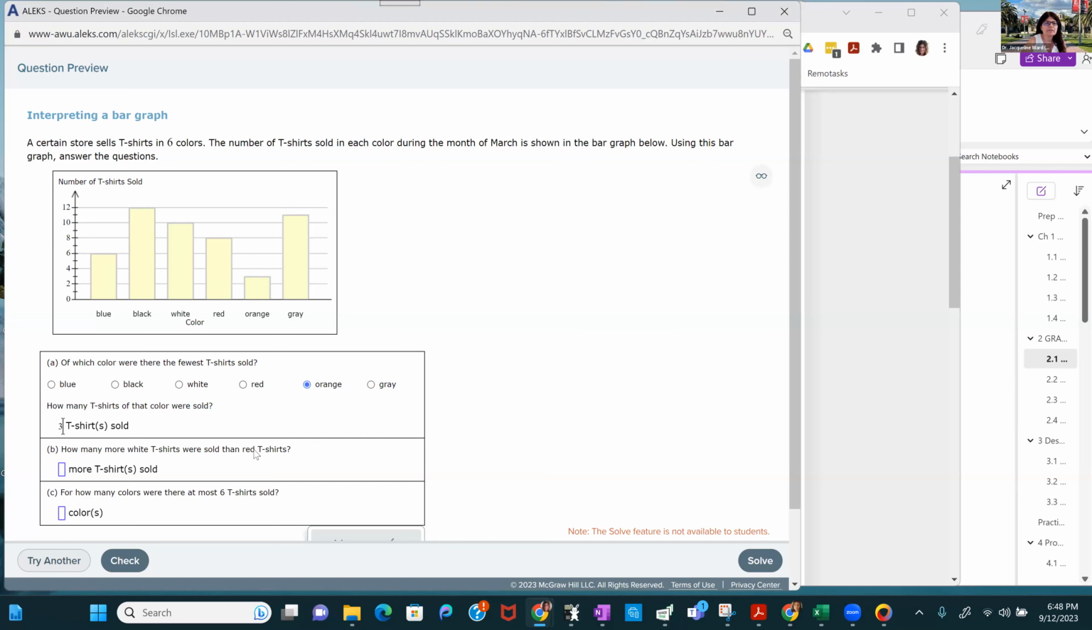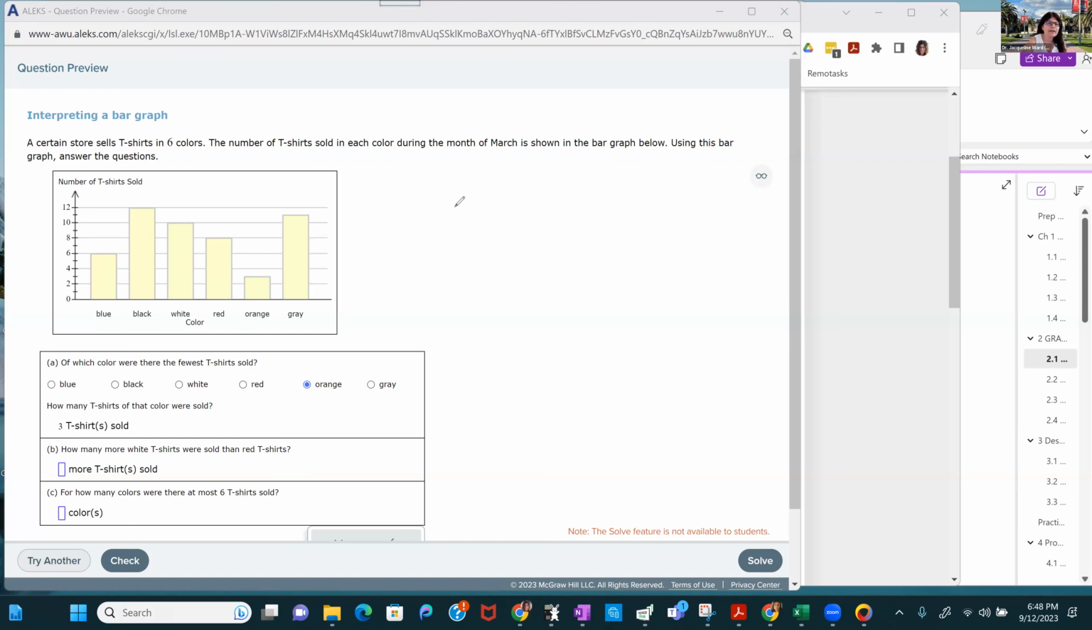How many more white were sold than red? So there were 10 white, there were 8 red. So how many more? That means to subtract, right? And for how many colors were there at most 6 sold? So you look across here at the mark for 6, at the most, so that means 6 or less. So there were 2 colors, right? The blue and the orange. Okay.